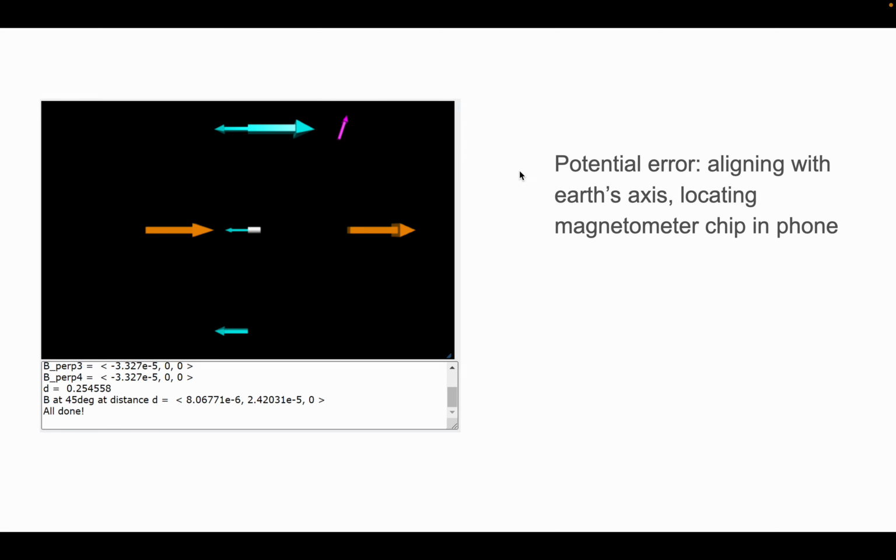And so I did want to say some potential error that could have gone into calculating the dipole moment are, if the magnet wasn't perfectly aligned with the Earth's axis, then that would be interfering. And also, we probably didn't perfectly locate the magnetometer chip in the phone.